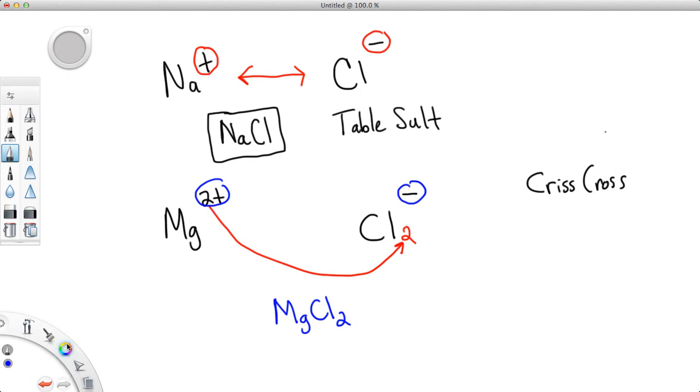Here's another example of that. Let's say we have, let's just go with calcium. Calcium Ca2+, and we got fluorine F-, same thing. The 2 is going to come down here to the F, right there, and that is our formula, getting rid of the charges, CaF2.